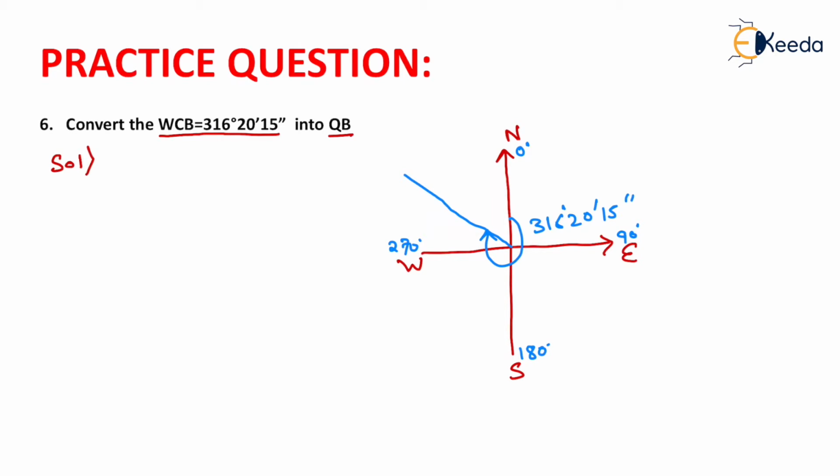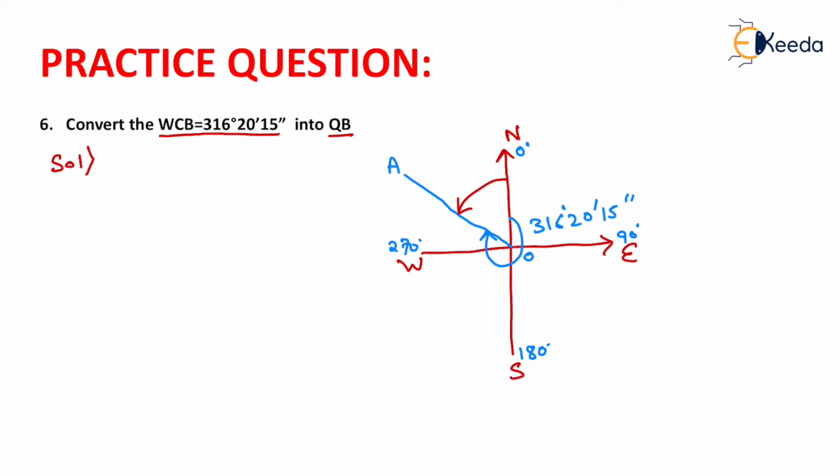Now for the measurement of quadrantal bearing of survey line OA, we have to see whether it is near the north pole or near the south pole. From the diagram it is clearly seen that this survey line is near the north pole.